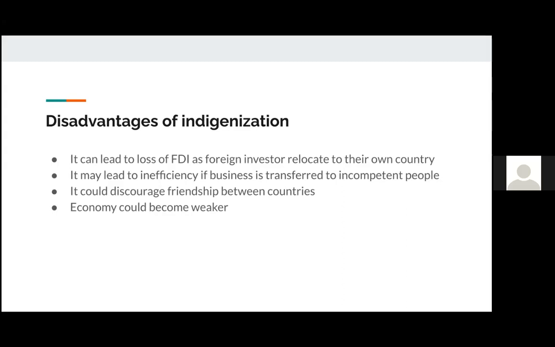So I used America earlier. The American government could then become unhappy because you're essentially causing problems for its nationals and also its economy as well. So it could cause friction between the Nigerian government and the American government. And if you're not careful, the economy could become weaker rather than stronger.